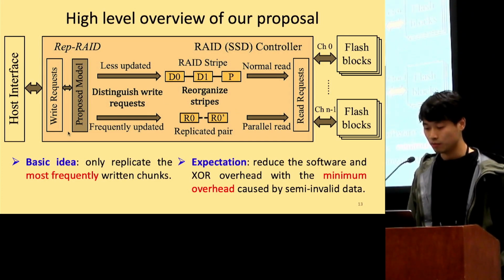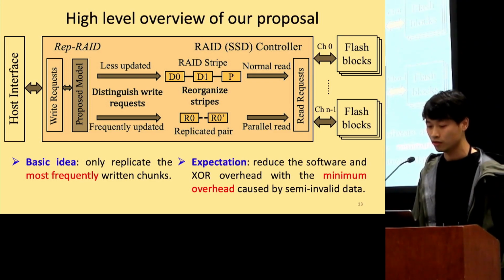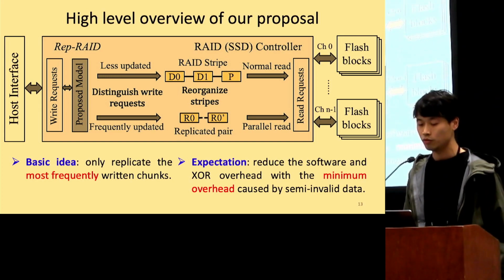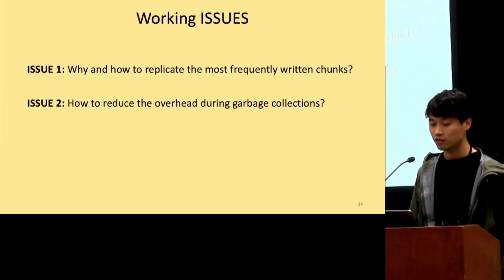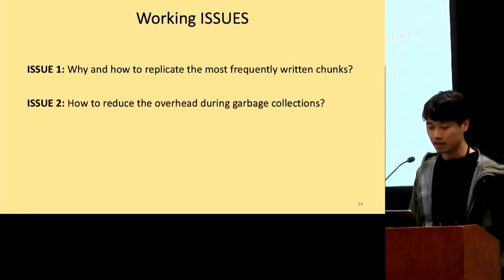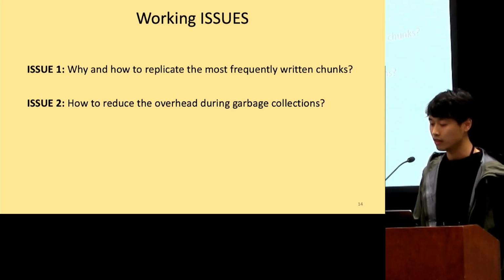We propose RepRAID, and this method first utilizes the proposed model to distinguish the requests into two parts, and then the replicated pair will be combined with the original strap to form the new strap. To implement our proposal, two issues need to be addressed. The first issue is why and how to replicate the most frequently written chunks. And the second issue is how to reduce the overhead during garbage collection. In the following, I will talk about our proposal to deal with these two issues one by one.